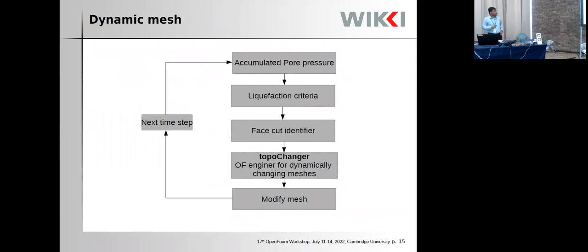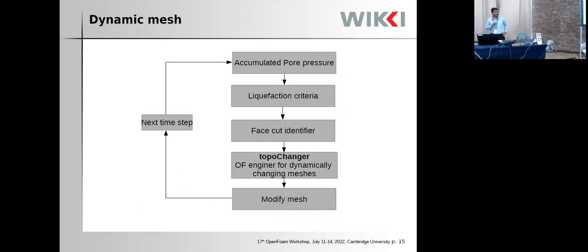And one thing I have to discuss here is the dynamic mesh. How I do it is, I calculate the accumulation of pore pressure from the equations I was showing you before, and then I calculate the liquefaction criteria, and I go through the phase cut identifier. What it does is it goes through each internal phase in the mesh, and it checks both sides, either side, whether the cell is liquefied or not.